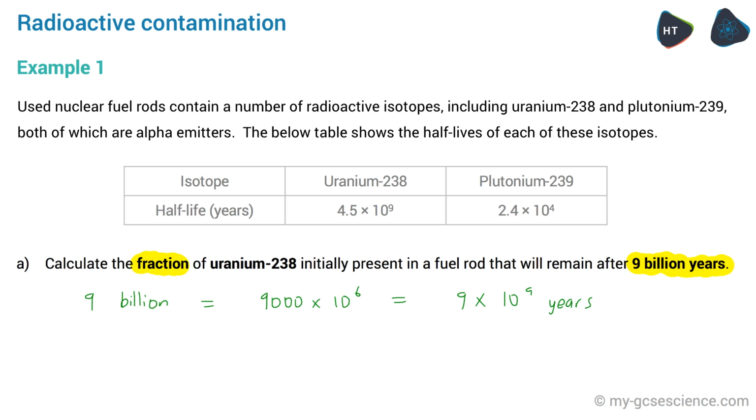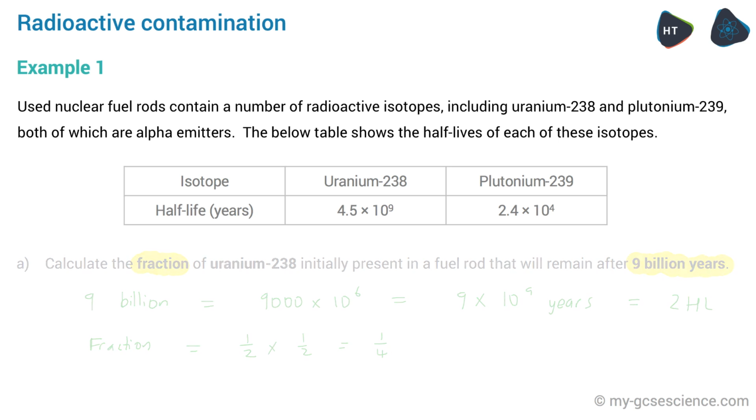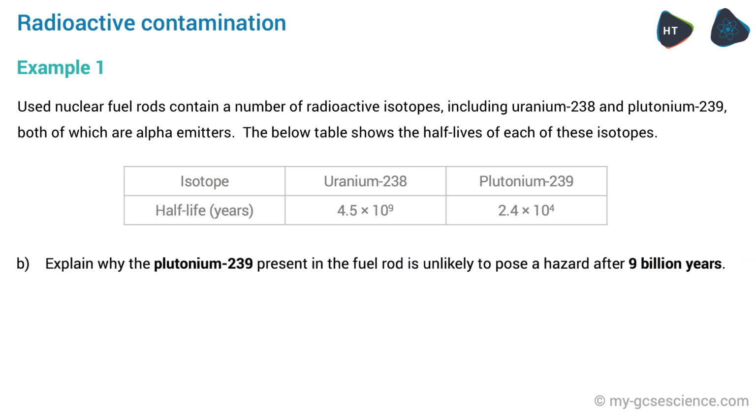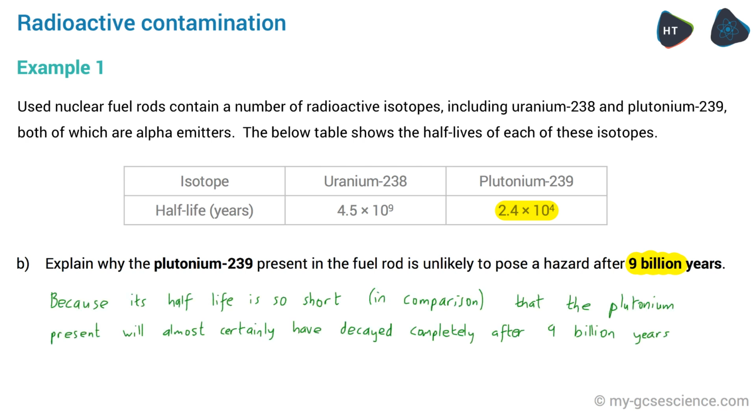Using the table then, we can see that 9 times 10 to the power of 9 years is equal to 2 half-lives for the uranium isotope. After this length of time, the fraction of the original uranium remaining is going to be equal to a half times a half, which gives a quarter. Have a look through part B now. As you can see, the half-life of the plutonium present is much shorter than 9 billion years. So the kind of answer you might want to write down would look something like this.